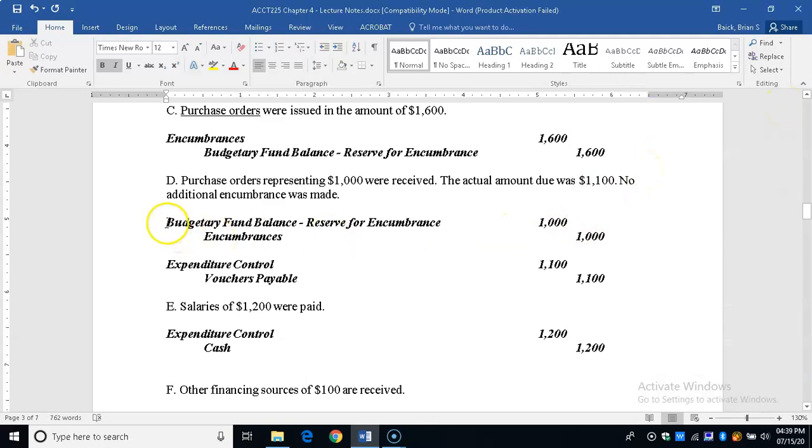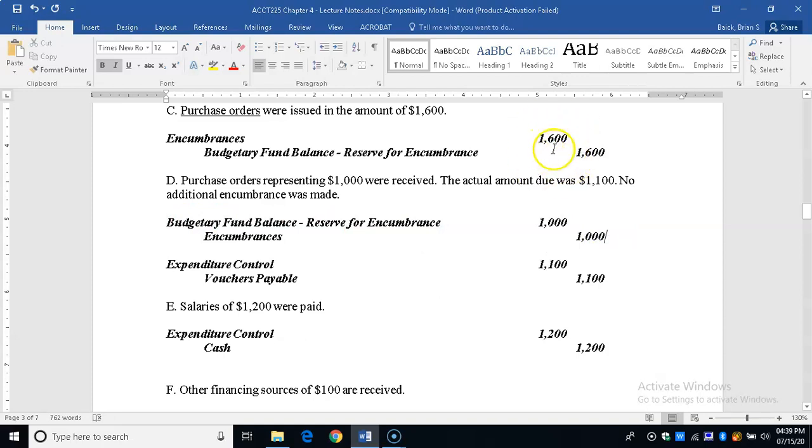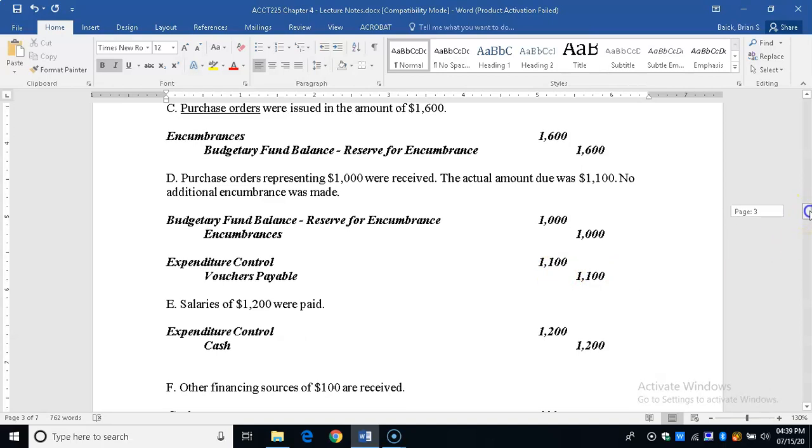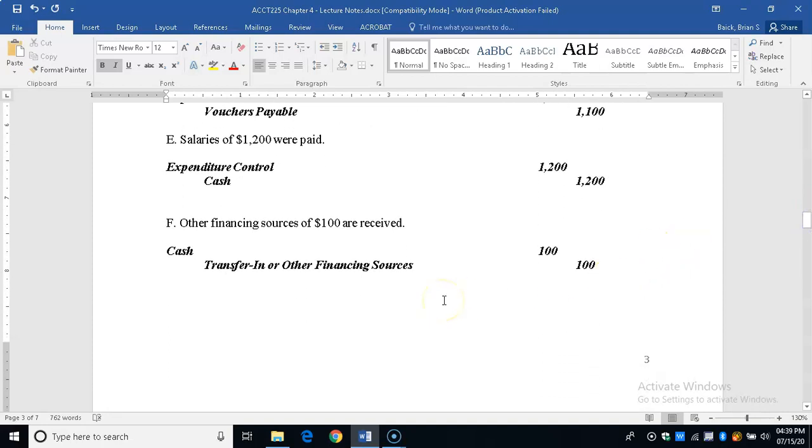So we're going to make this journal entry here. This journal entry reverses the journal entry here, so it's releasing some money. And we have an expense and we have a payable for 1,100. 1,100 is the invoice amount. It's the amount we actually have to pay. Next, it says that we have salaries, which we owe. So there's no purchase order here. We just have expenditure and cash, $1,200.